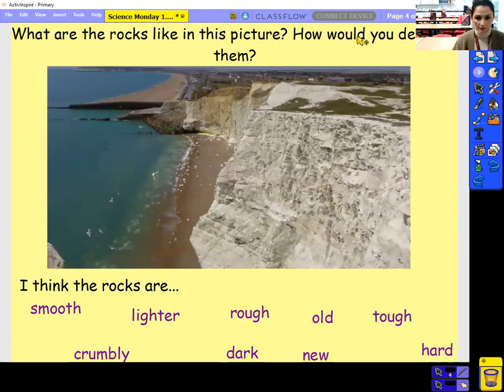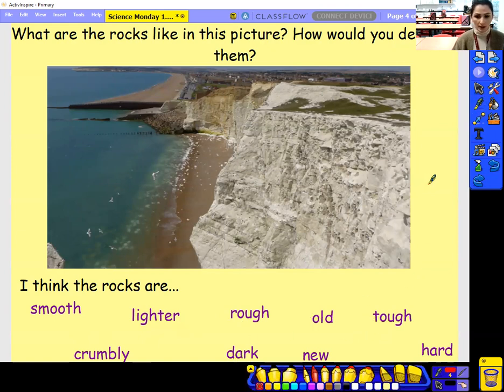First of all, can you spot the rocks? And how would you describe these rocks? So remember, smooth, crumbly, lighter, rough, dark, old, new, or tough. How would you describe these rocks?